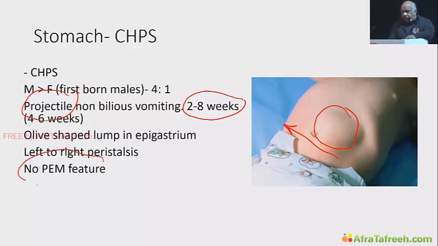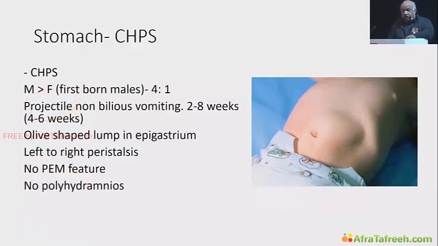Protein energy malnutrition absent, polyhydramnios absent. Why polyhydramnios absent? In antenatal GIT obstruction, we should get polyhydramnios, but I told you antenatal there's no problem. The problem is only postnatal, only after birth, after 3-4 weeks. So that's why no polyhydramnios.